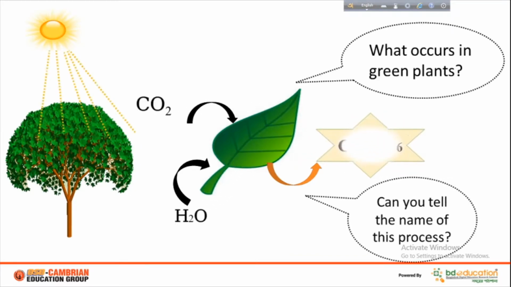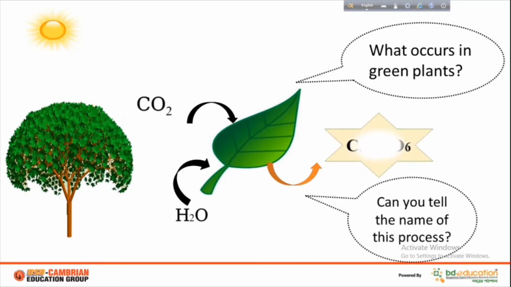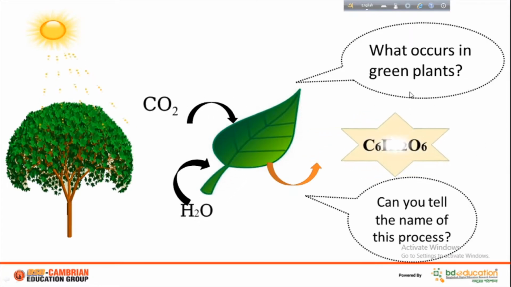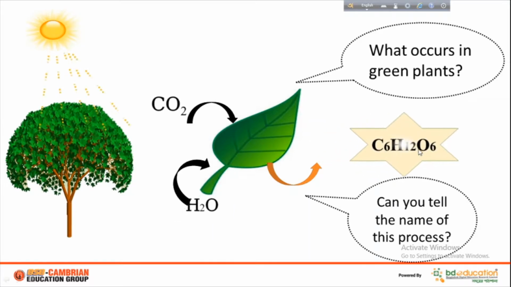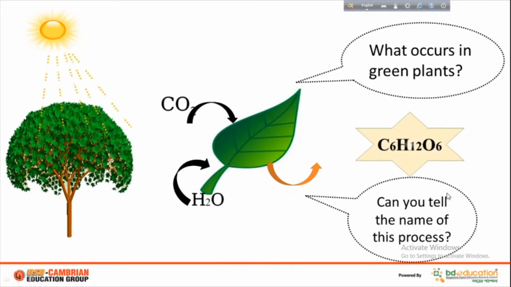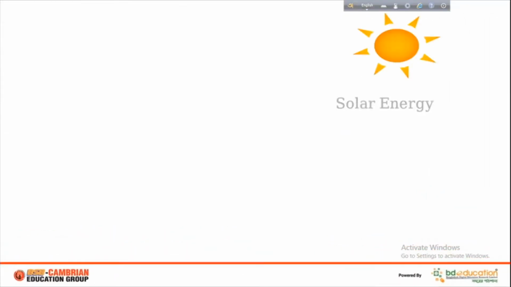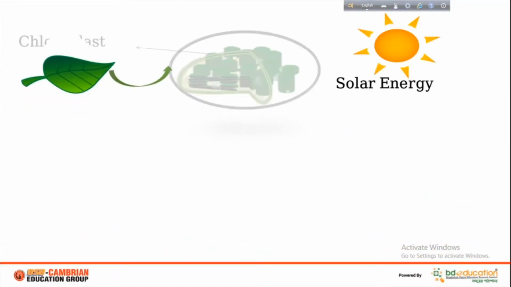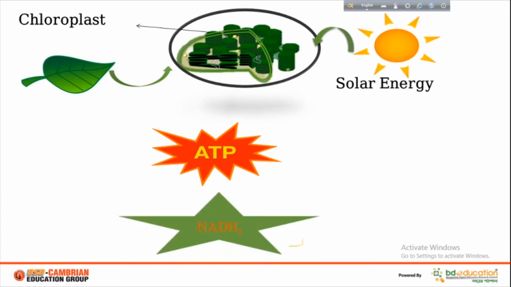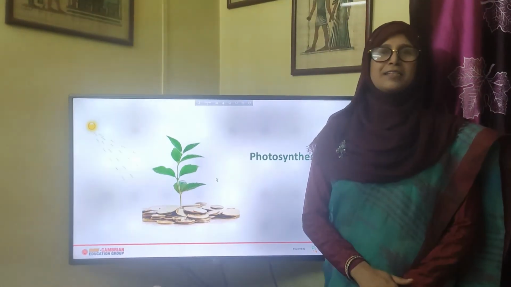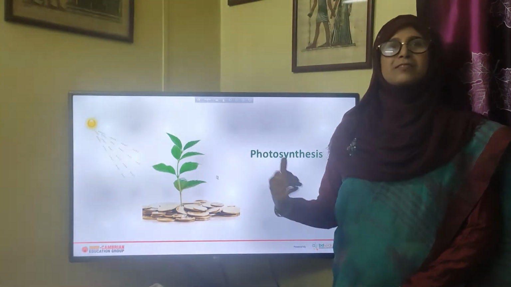What occurs in green plants in the presence of sunlight, carbon dioxide, and water? Can you tell the name of this process? Okay, let's see another picture. Here solar energy is converted into chemical energy, chloroplast, green leaves, ATP and NADH2 for the cell. Yes, you are right. So our today's topic is photosynthesis.